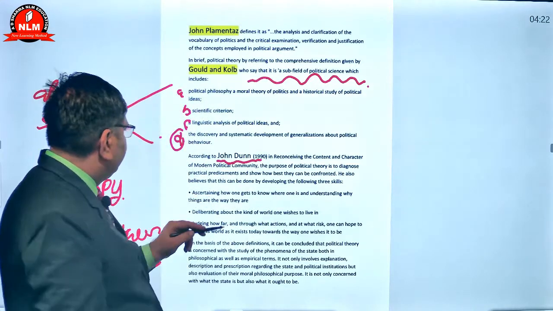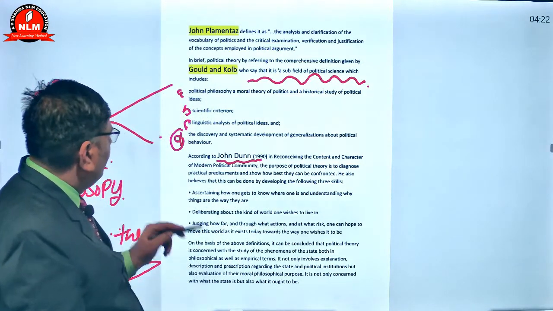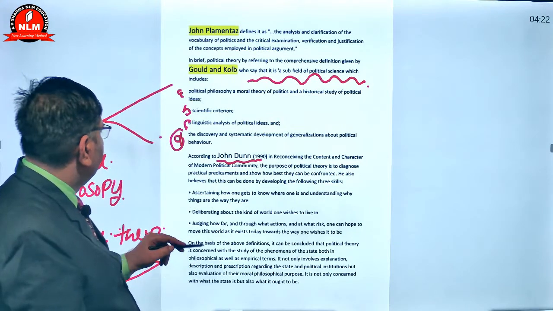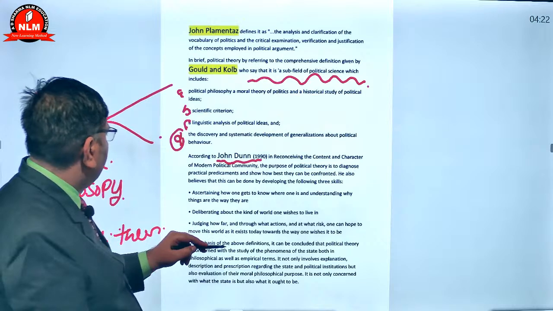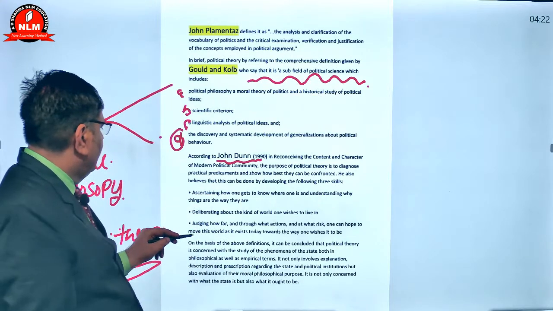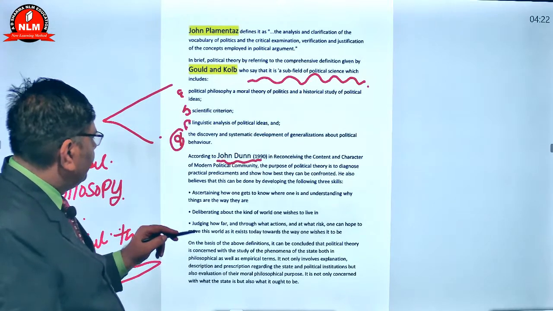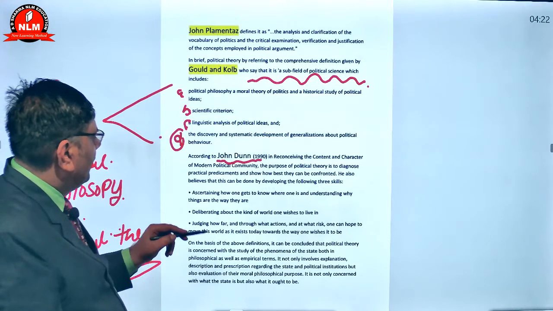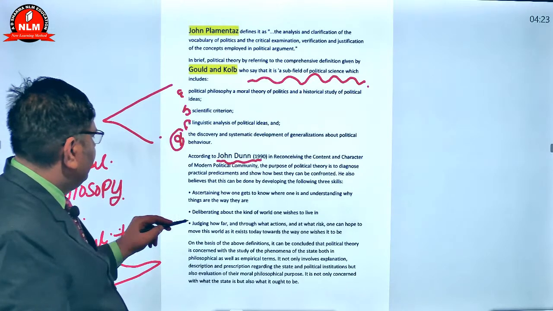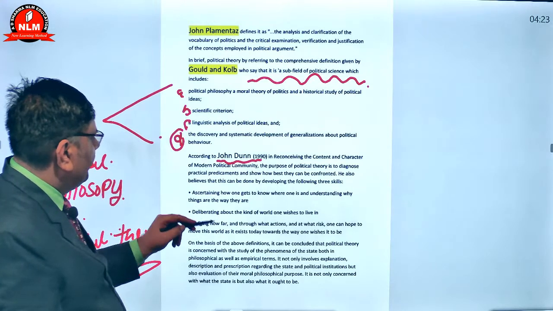He believed in three skills: ascertaining how one gets to know where one is, and understanding why things are the way they are; deliberating about the kind of world one wishes to live in; third, judging how far and through what action and what risk one can hope to move this world as it exists today towards the way one wishes it to be.